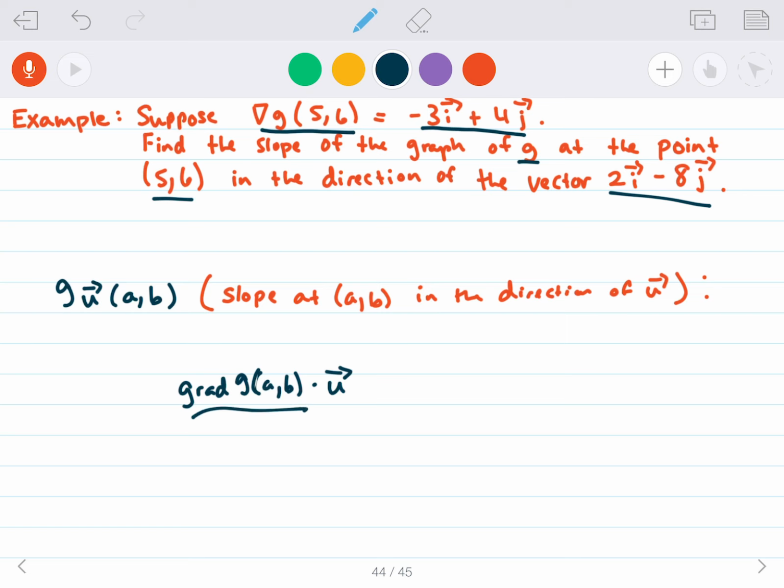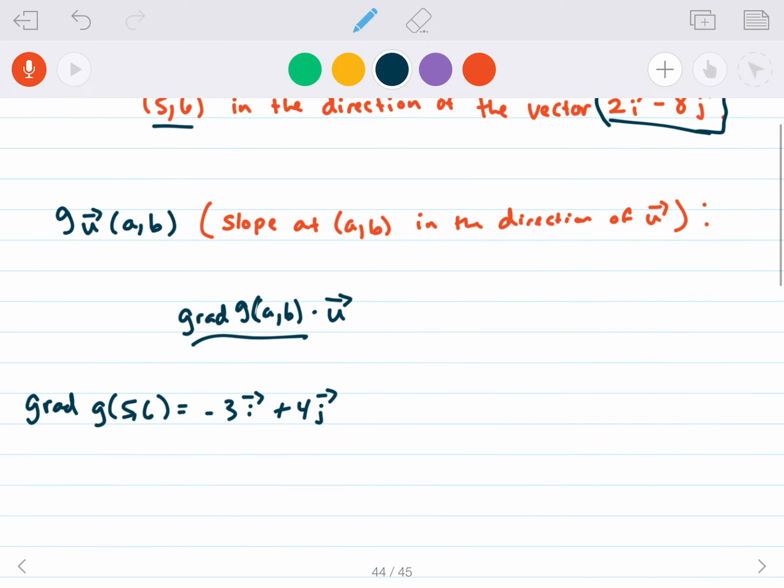So we know what this is, right? It was given. So the gradient of g at 5, 6 was given. It was negative 3i plus 4j. The only thing left to find is the unit vector. Now, the vector that was given, the directional vector, is not a unit vector. If we take the magnitude of that, we don't get 1. So we need to find a unit vector by using that magnitude.